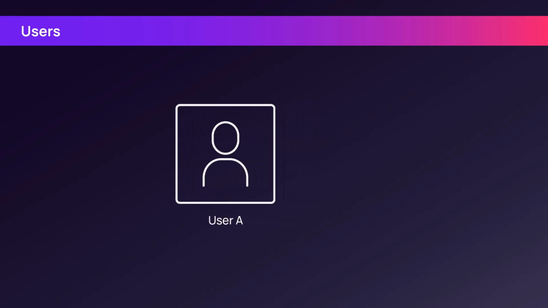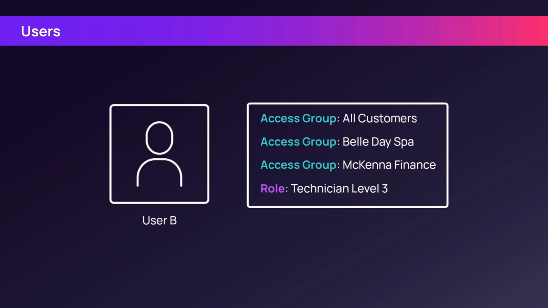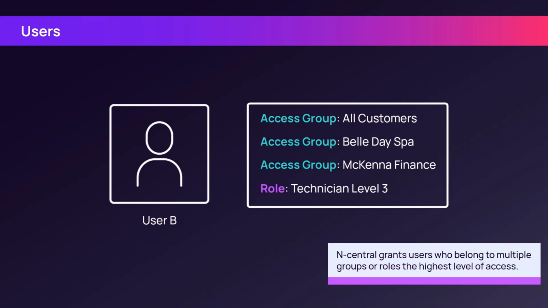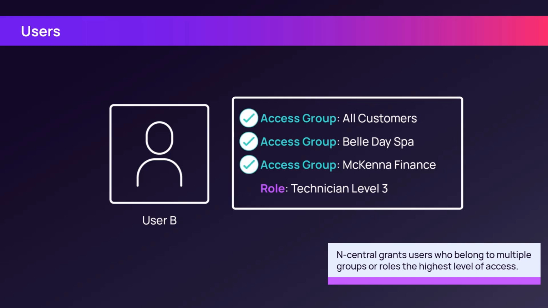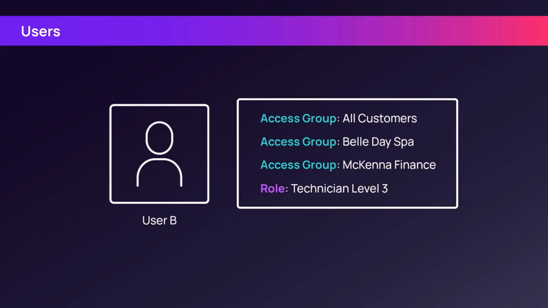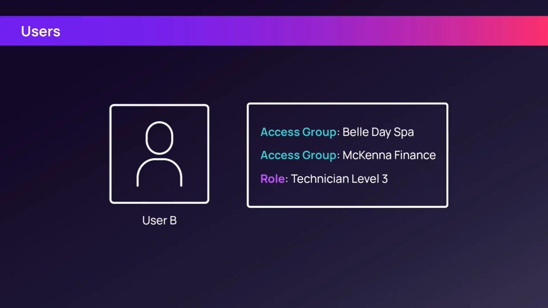Users must have at least one access group and role, and may be assigned to multiple groups and roles. Because nCentral permissions are hierarchical, nCentral grants the user the highest permission when they are accessing functions. As an example, if a user belongs to the default All Customers access group and to a customer-specific access group, the user will be able to access information for all customers. To limit the user's access, remove them from the All Customers access group.